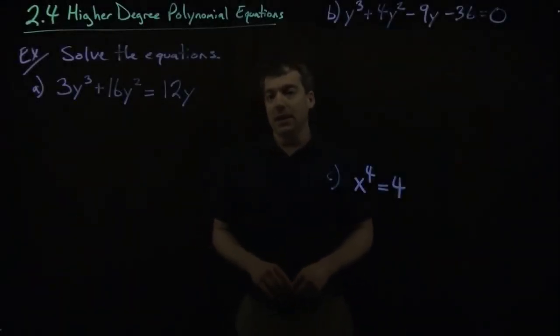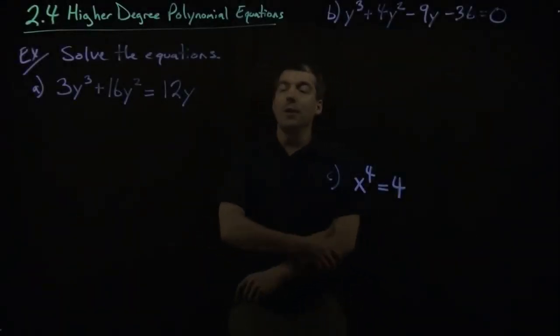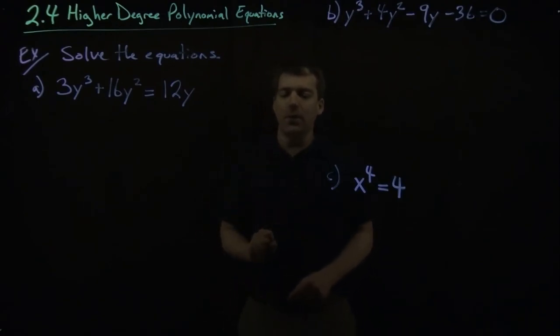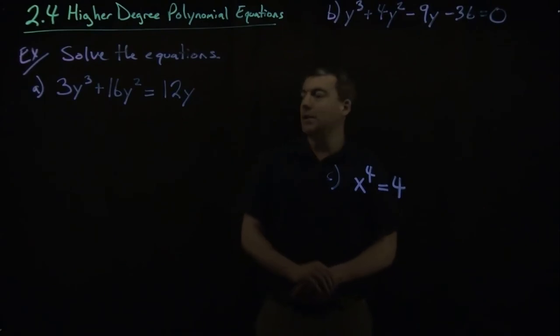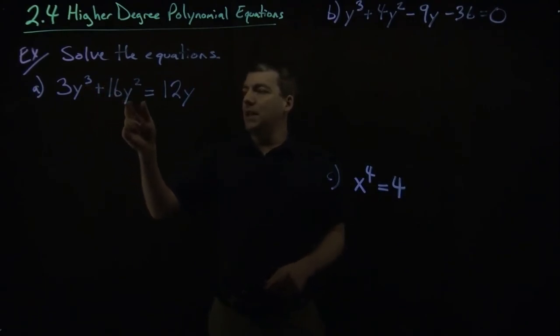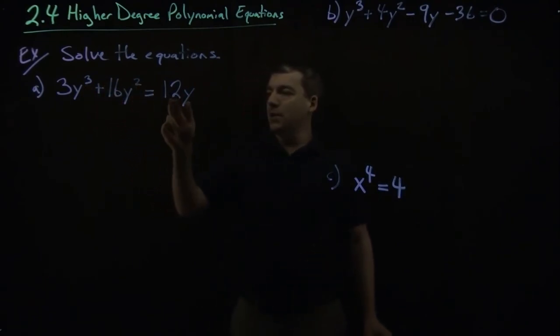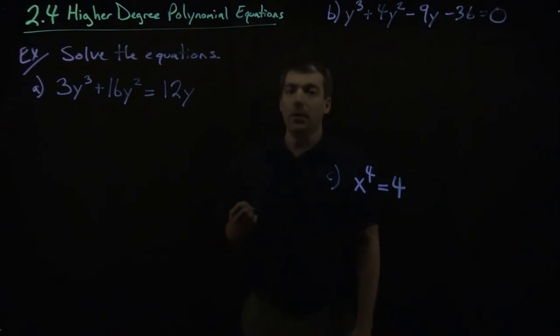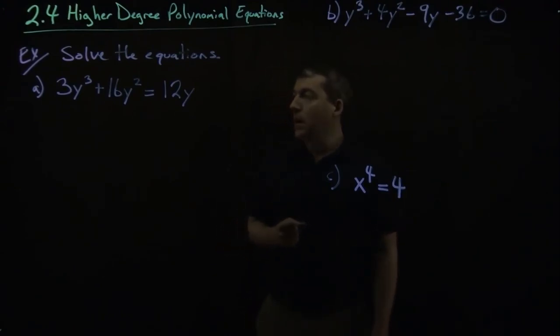Again, let's look at some more examples of higher degree polynomial equations. These do not have the quadratic form, so we'll have to use other techniques to solve them. Let's start with this first one: 3y cubed plus 16y squared equals 12y. We see this is a polynomial equation of degree 3.